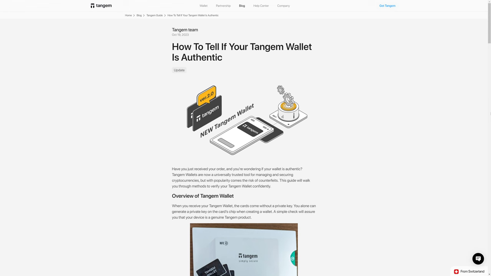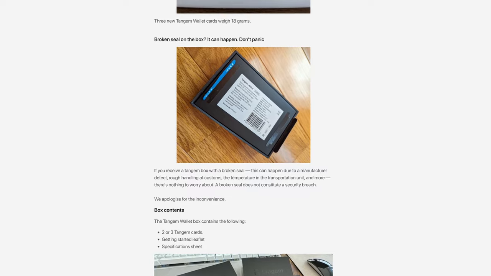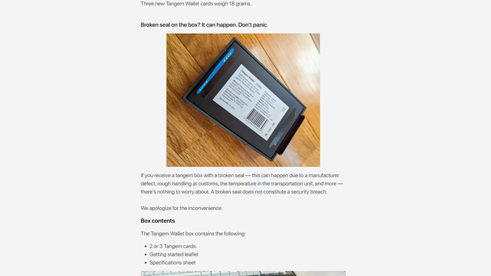In fact, the issue is common enough that Tangem wrote an article dated October 19th, 2023 for assistance with how to tell if your Tangem wallet is authentic. They even go so far as to say that if you received broken seals on your box, it can happen, don't panic.